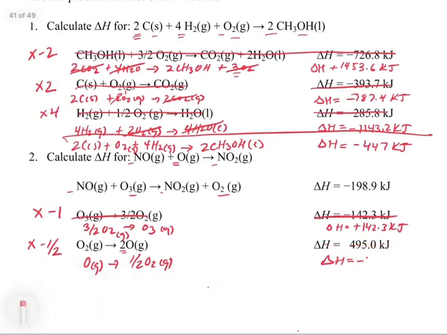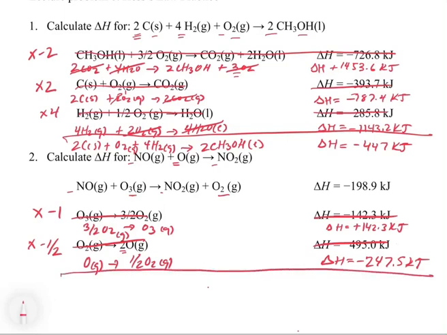Hang on, let me just check something. Oh, yeah. This is going to give me minus 247.5 kilojoules. I just had to check my sign there. Okay, so now it looks like we have everything right. We have all of our stuff correct.